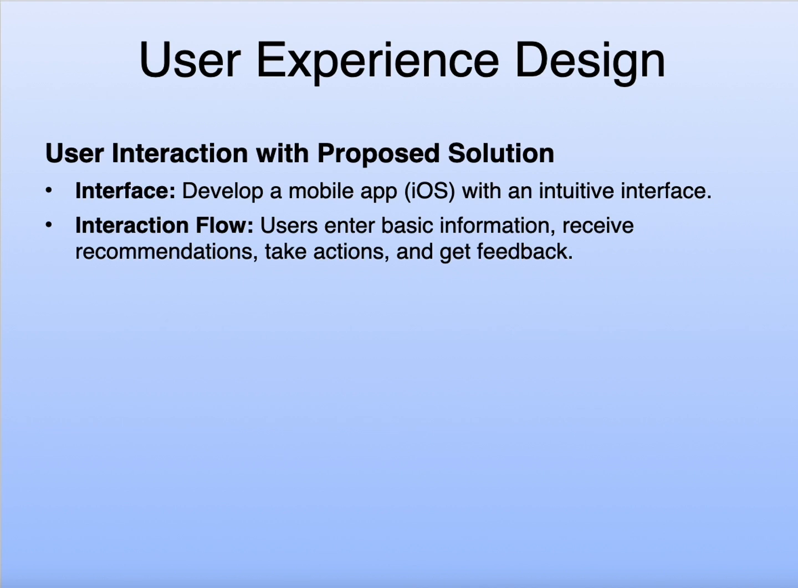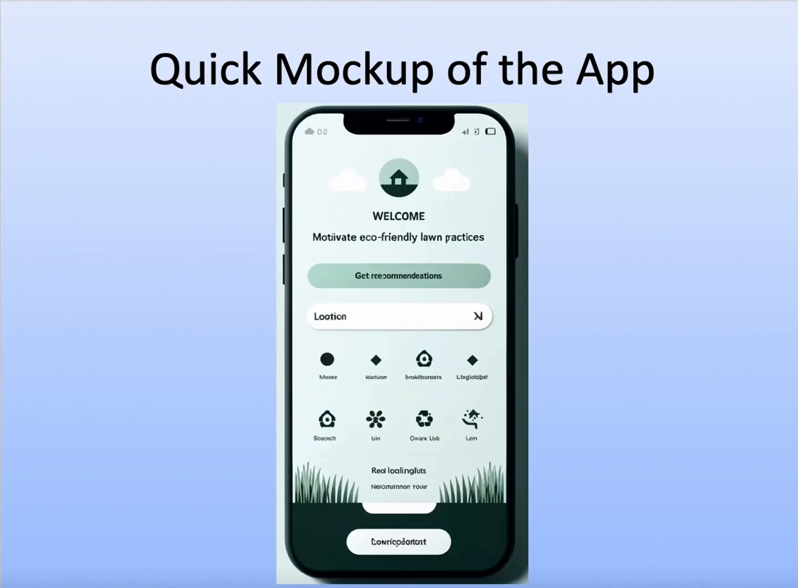User interaction with proposed solutions. So the interface, I'm going to do an iOS app just to get it out, is to develop a mobile app with an intuitive interface. Users enter basic information, receive recommendations, take actions, get feedback. It all happens through the app. This is just a quick mock-up of the app. I didn't do this. I had an AI do this for me, but it would be something that I would try out. Simple, big letters, simple buttons, maybe even less than that. You put in your location, recommendations, boom, it gets started right away.